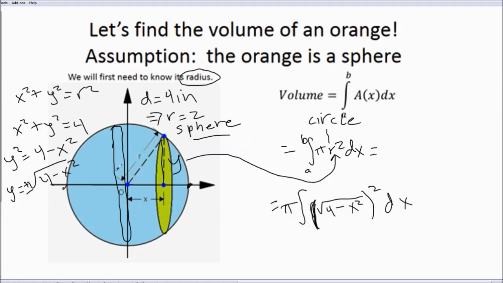So we're going to look back at our picture. We know that the diameter is 4 and the radius is 2. So what is this x value? Okay, that's going to be 2. What is this x value? That's going to be negative 2. So we're going to be integrating from negative 2 to 2 over this function.